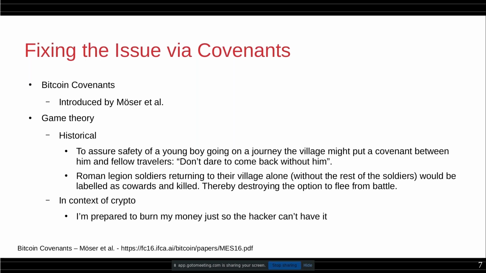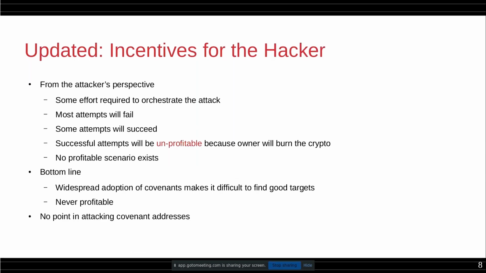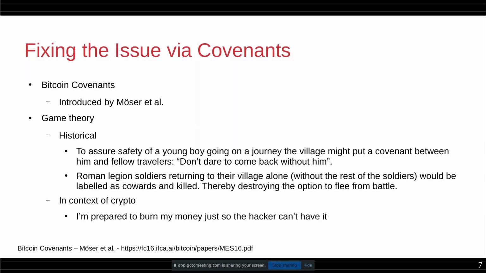In the context of crypto, what this ends up being is that I'm prepared to burn my money just so that the hacker can't have it. After this, I should also explain how this is done. For example, let's suppose after a hack has occurred, you have lost your private key. What would happen is you would have a second private key, paired to a public key called a poison key. When the network detects that a poison key has been used on the address, it will basically burn all the unconfirmed transactions.